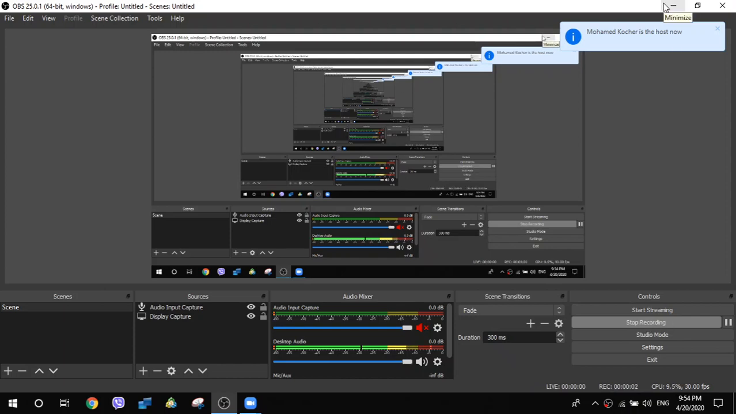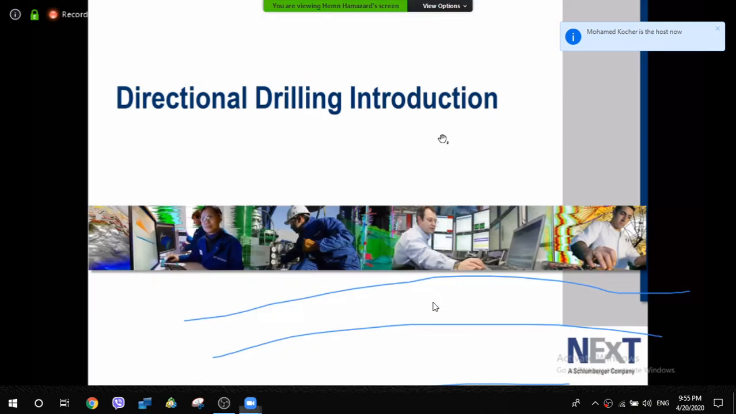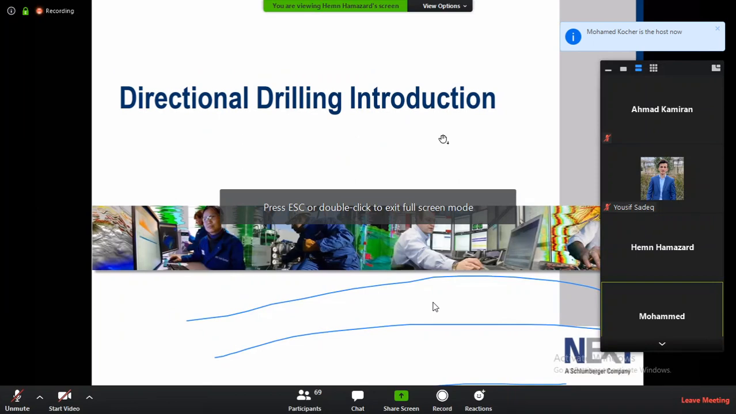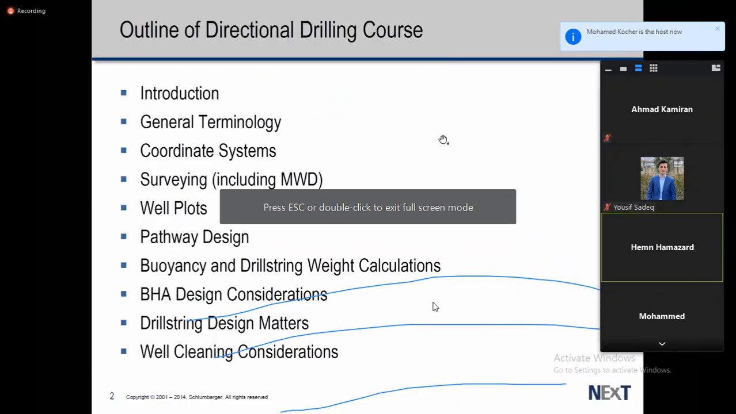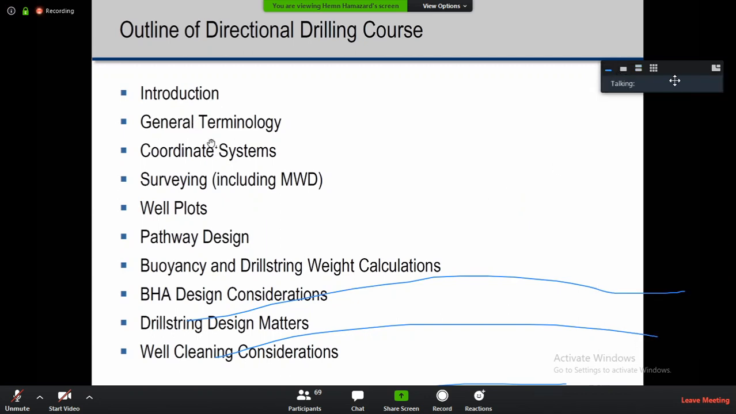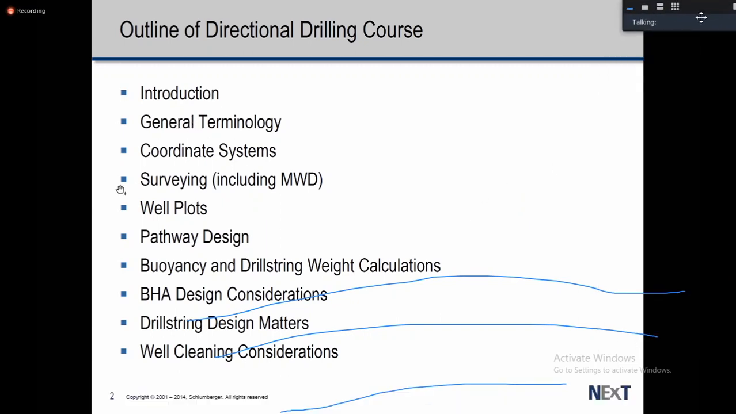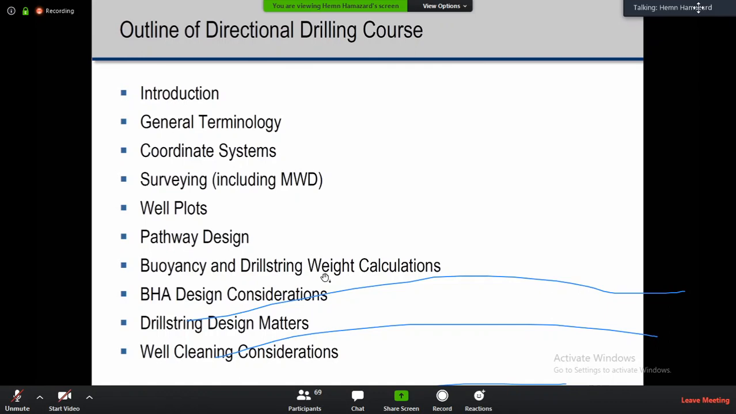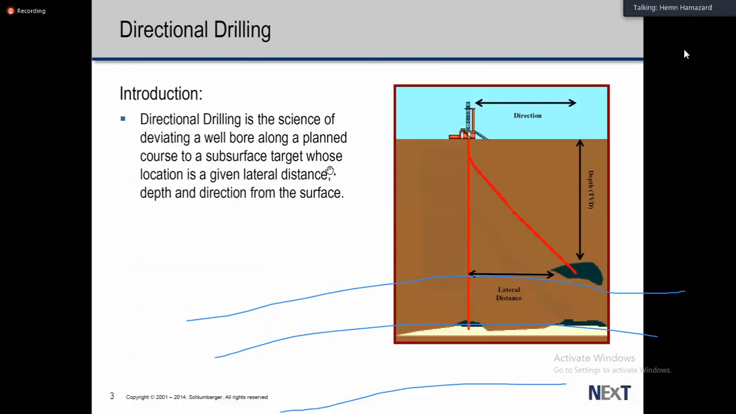This is the basics of directional drilling. The agenda about directional drilling is, and then coordinate systems, surveying, well plots, and so on. I will try to finish this part in 20 minutes so we can have more time for discussion.